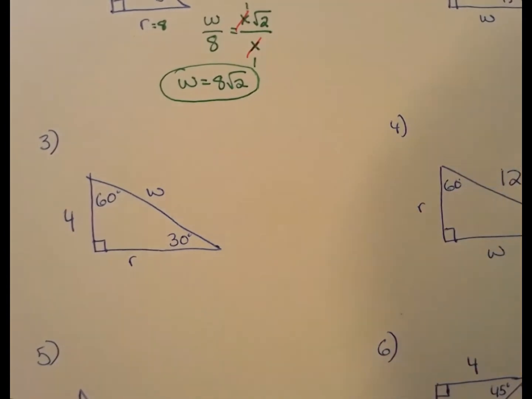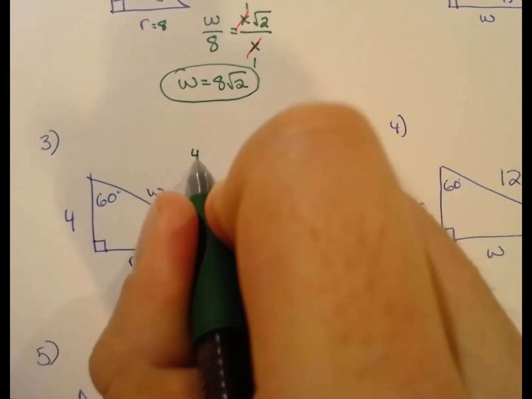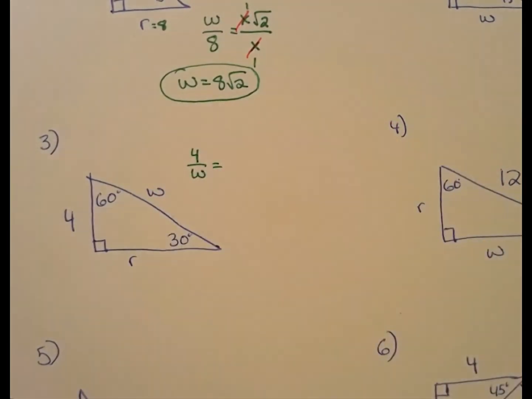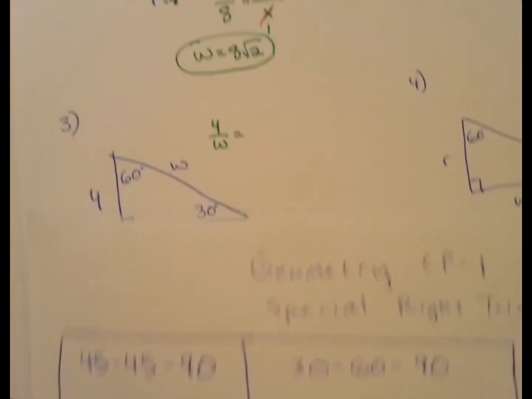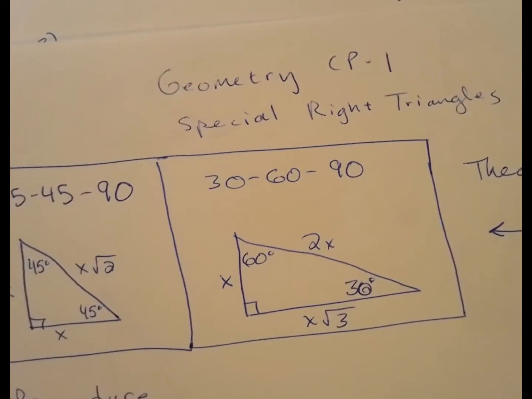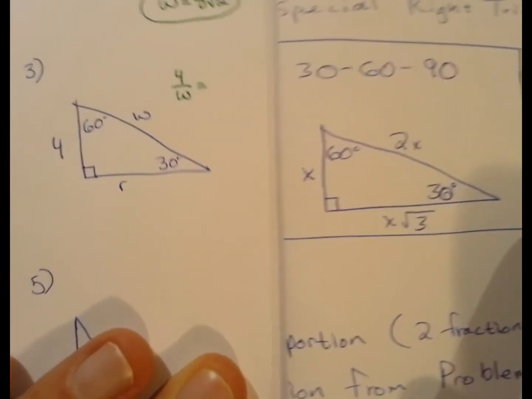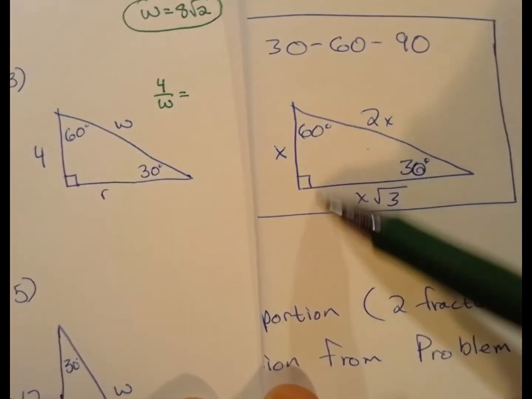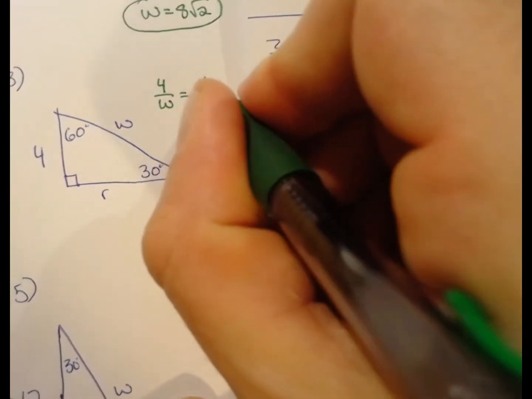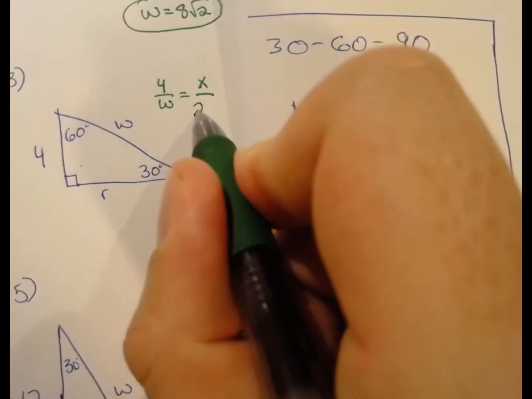All right, setting this one up here, I'll solve for w first, I guess. It doesn't really matter here. I know the short side. So I'll show the theorem here. There we go. All right, so the 4 is the side between 60 and 90. That's going to correspond to x in the numerator. The w is the hypotenuse between 30 and 60. That's going to correspond to 2x.